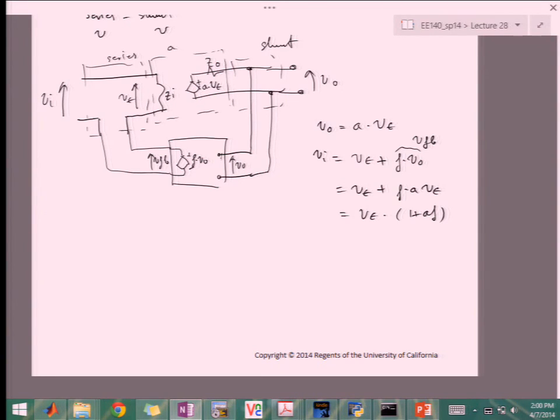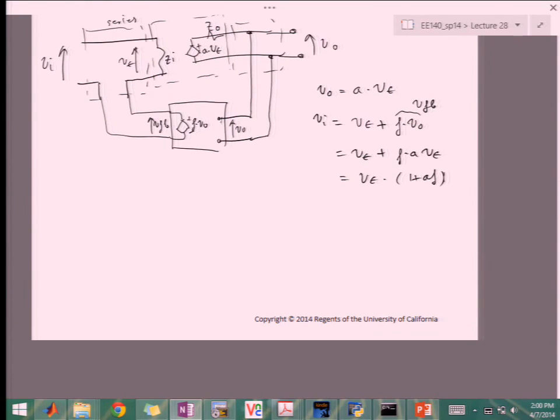Now, the interesting thing is, if you look at the currents, this is the input. So the current is going to be VE over ZI. And IE is also from here times 1 over 1 plus AF.